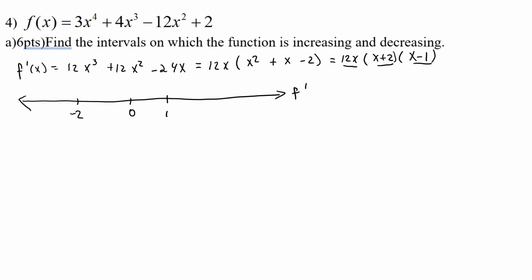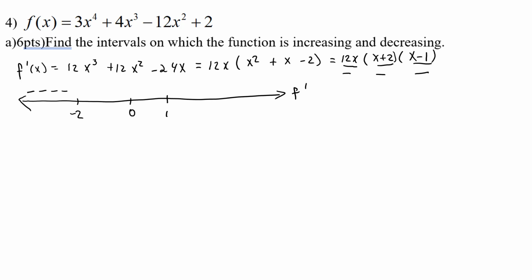Once we go to the left of -2, say -3, -4, if we substitute them into the first factor, we will get a negative value. Substitute them into the second factor, we will get a negative value. Substitute them into the third factor, we will get a negative number. And when we multiply all 3 of those together, you will get a negative number. So negative times a negative times a negative is going to be a negative. That will work for any number less than -2.